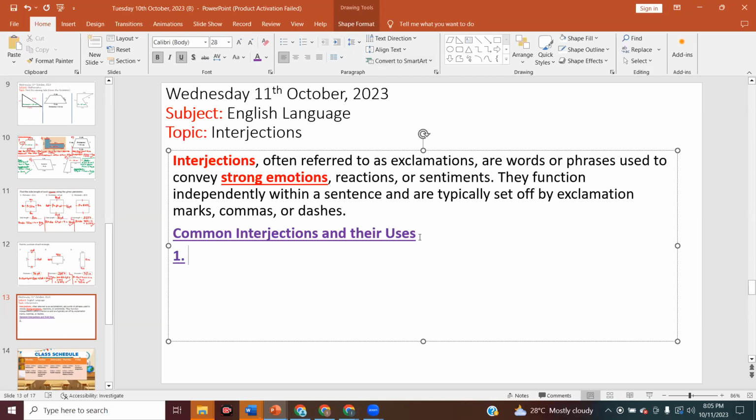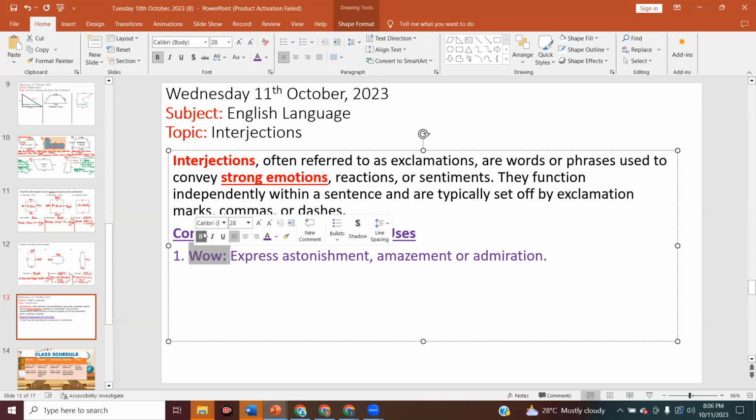So let's look at the first one. The first one, the most common one, is wow. So we use wow to express what? Astonishment, amazement, or what? Admiration. Surprise. Yeah, or shock, right? So, wow. That's what we use.